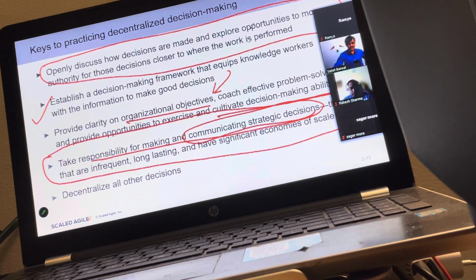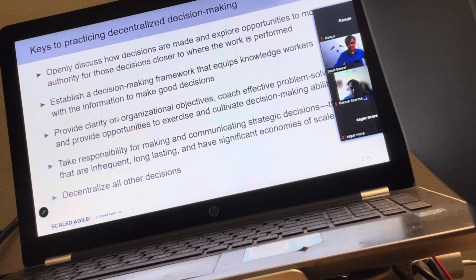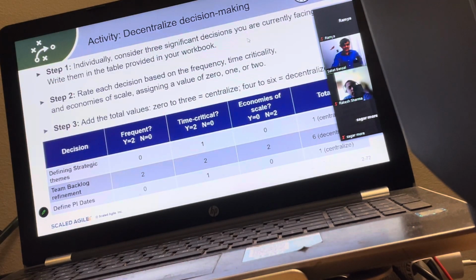Now, there's a small fun activity presented here. You can say that we can put some set of decisions. Again, this is too early to talk about these terms, so maybe they will not make sense here. Maybe we can discuss in a different way.